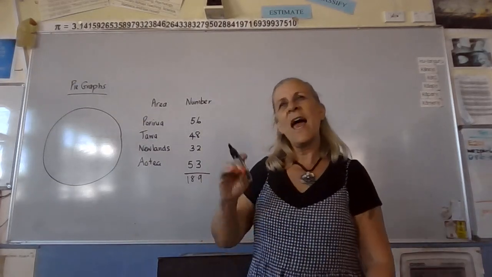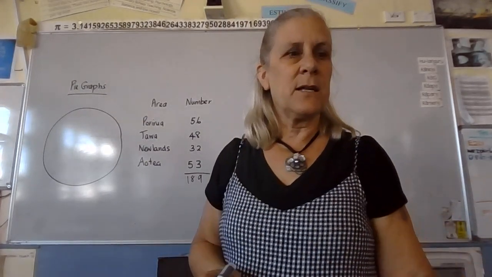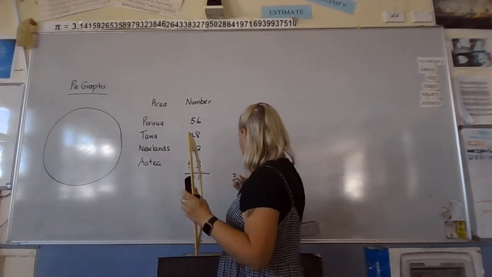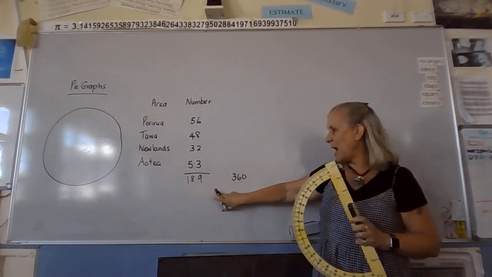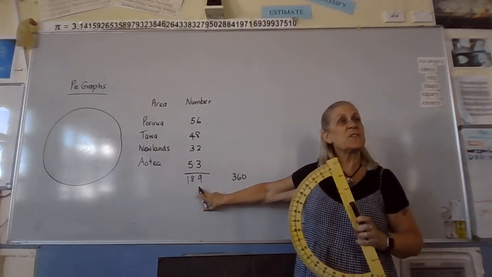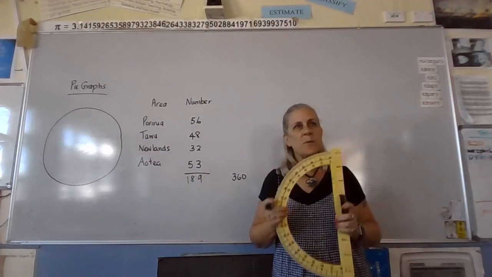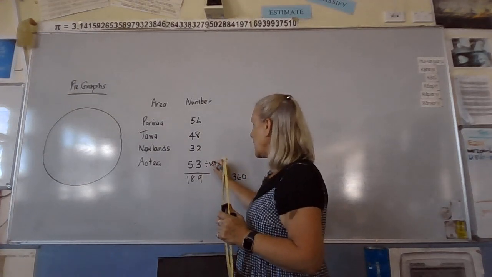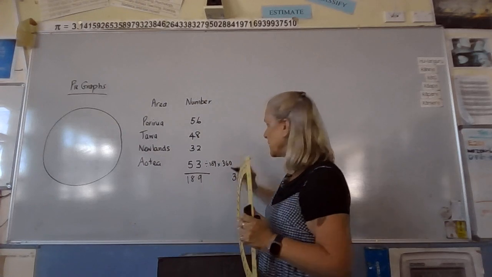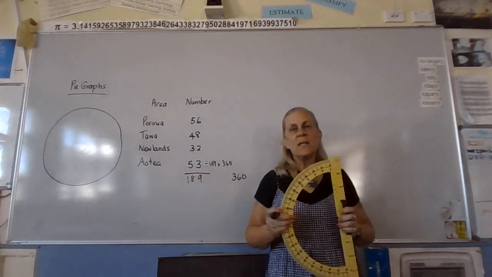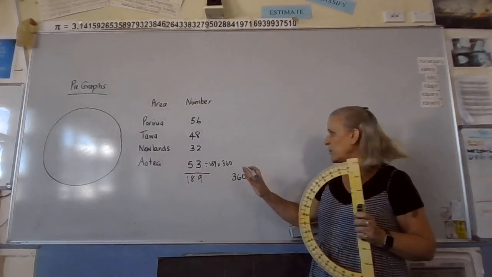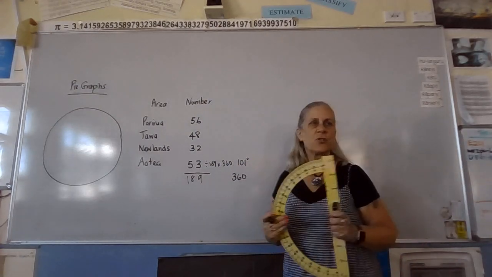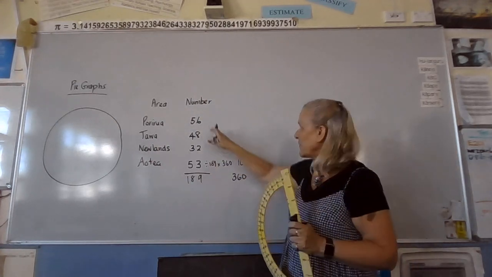So what I need to know is how much of a circle each part is. So how much is there right around a circle? 360. So I need to know how much this is out of 360 if it's 53 out of 189. So what's the maths behind that? The maths behind that is I divide by the total and multiply by 360. All right? So 53 divided by 189 multiplied by 360 is? 101 degrees. That'll be close enough. Now I need to do that for every single one of these.